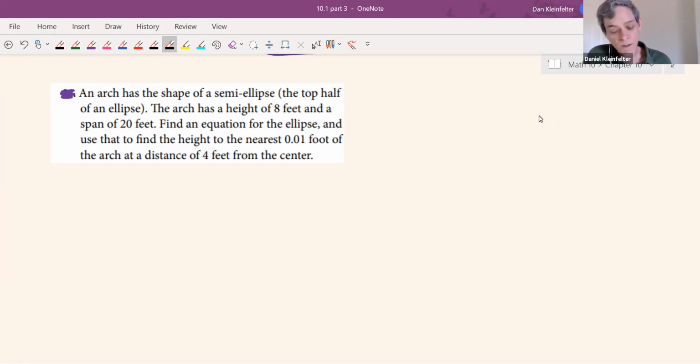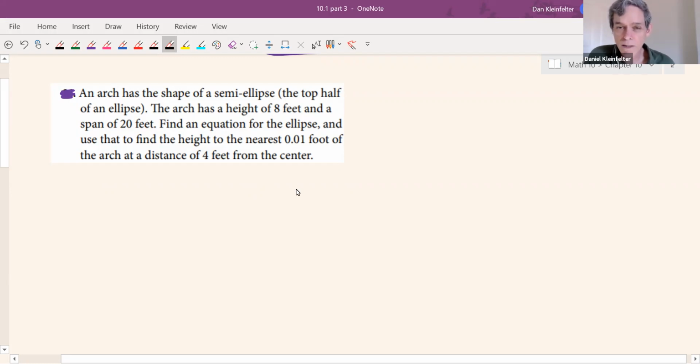So here's the story. It says an arch has the shape of a semi-ellipse, that is half of an ellipse. In this case, it's the top half. The arch has a height of 8 feet and a span of 20 feet. Based on this, we want to find an equation for the ellipse and then use that to find the height to the nearest hundredth of a foot of the arch at a distance 4 feet from its center.